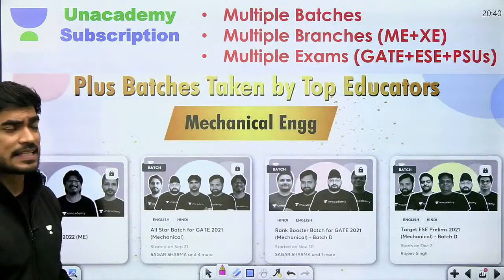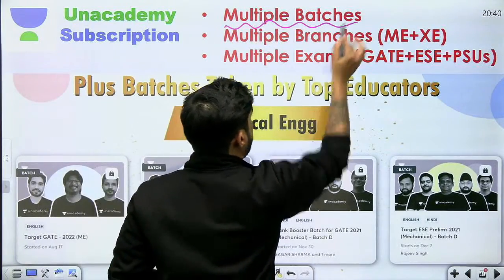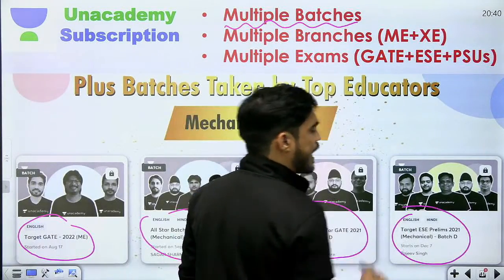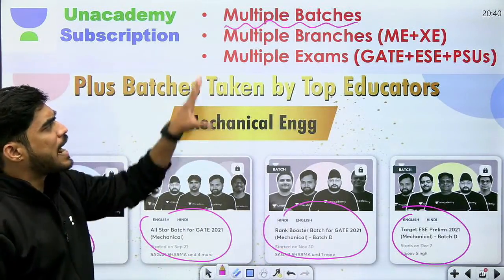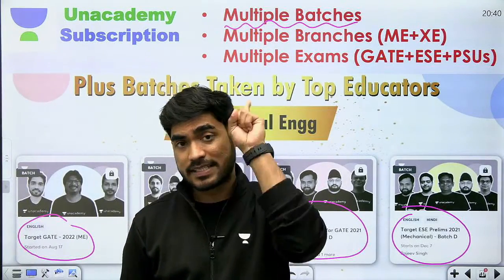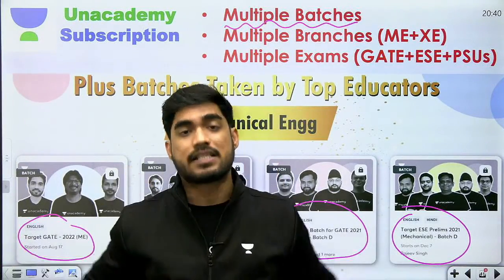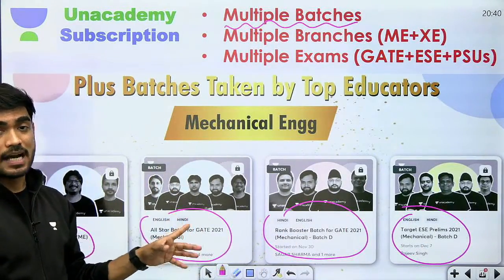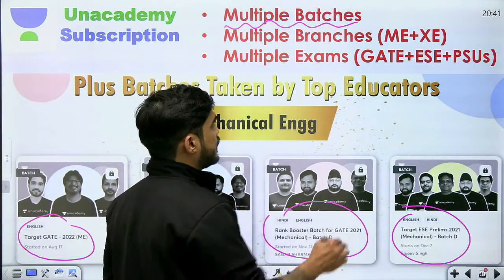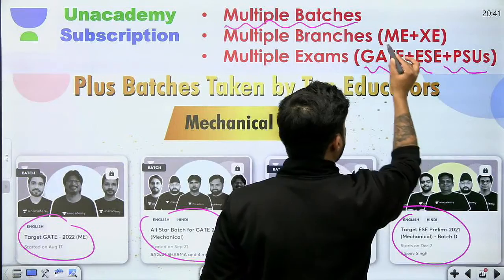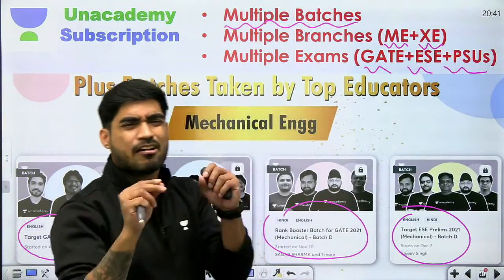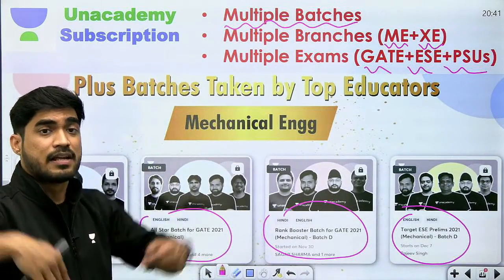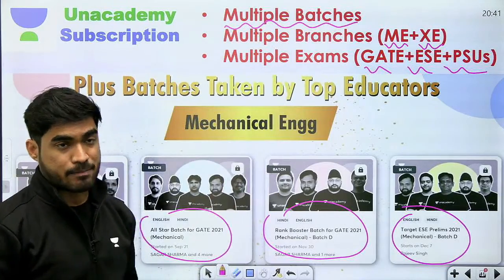And the best thing is, there are multiple batches, so many batches for GATE 21, GATE 22, rank booster batches, ESE batches, and you can be a part of every batch. With a single subscription, you can attend all these batches. And all these batches are taught by the best of the best educators of India, okay? And you can attend the batches of GATE, ESE, PSU, you can attend the batches of ME, XE, PI, whatever branch, whatever exam you want, okay? So this is the best advantage of Unacademy. One subscription, many branches, many exams, okay?